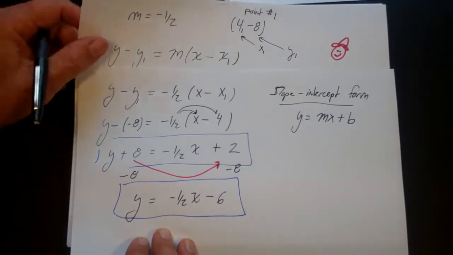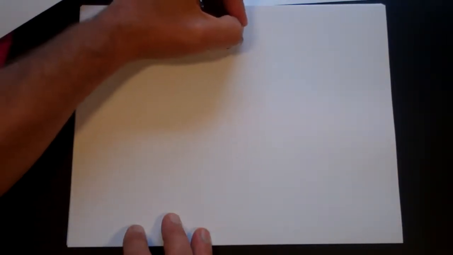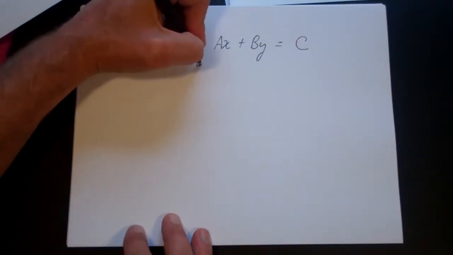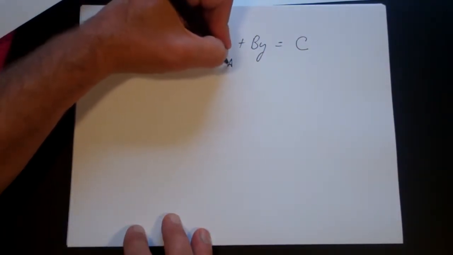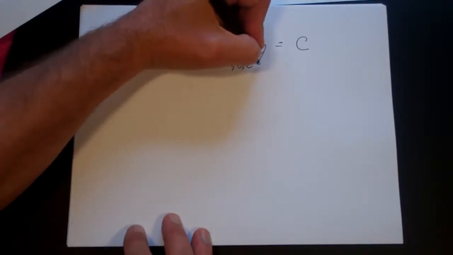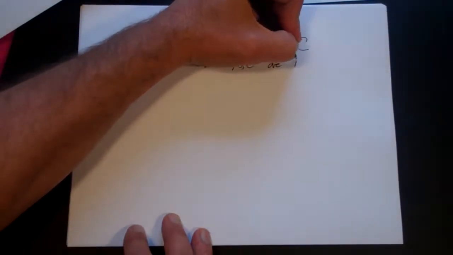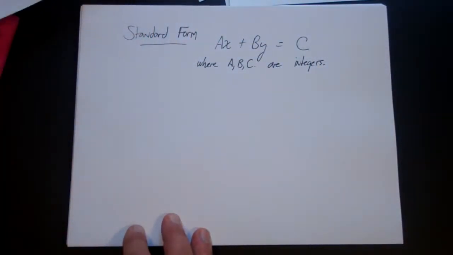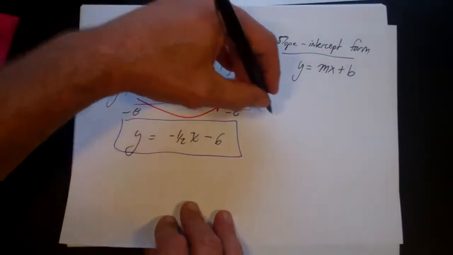The other common form is called standard form. If you want it in standard form, then that means you want it in the form ax plus by is equal to c, where a, b, and c are all integers. So let's go back to the problem we had right here.